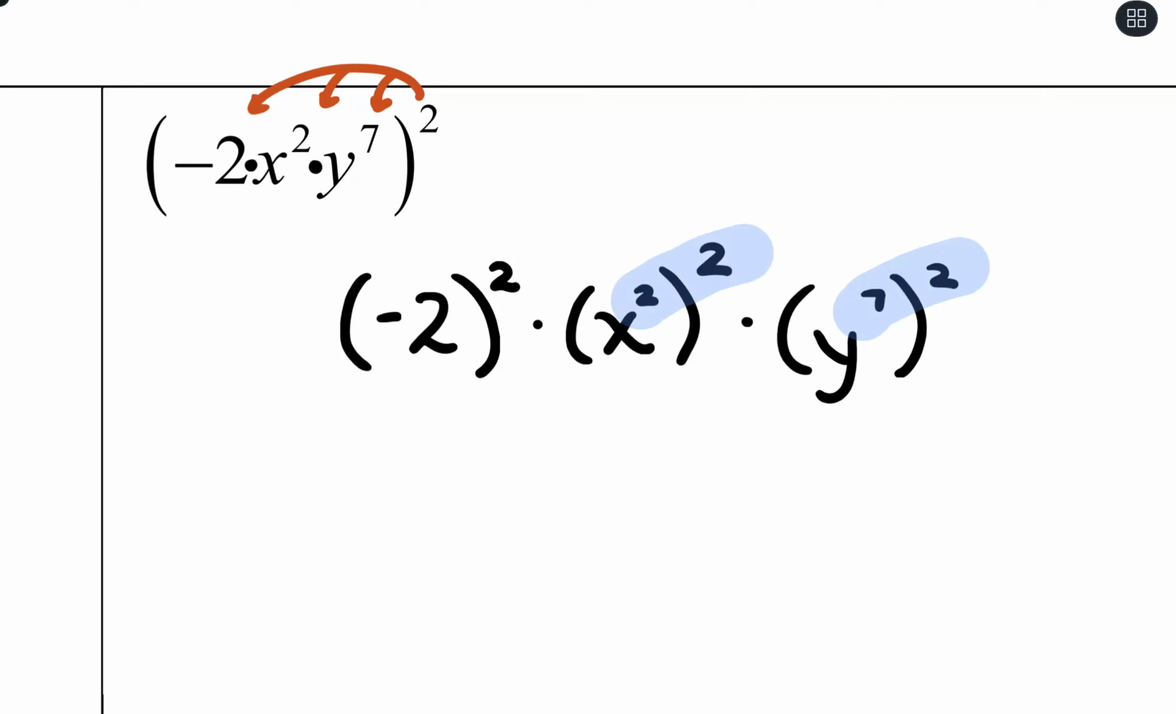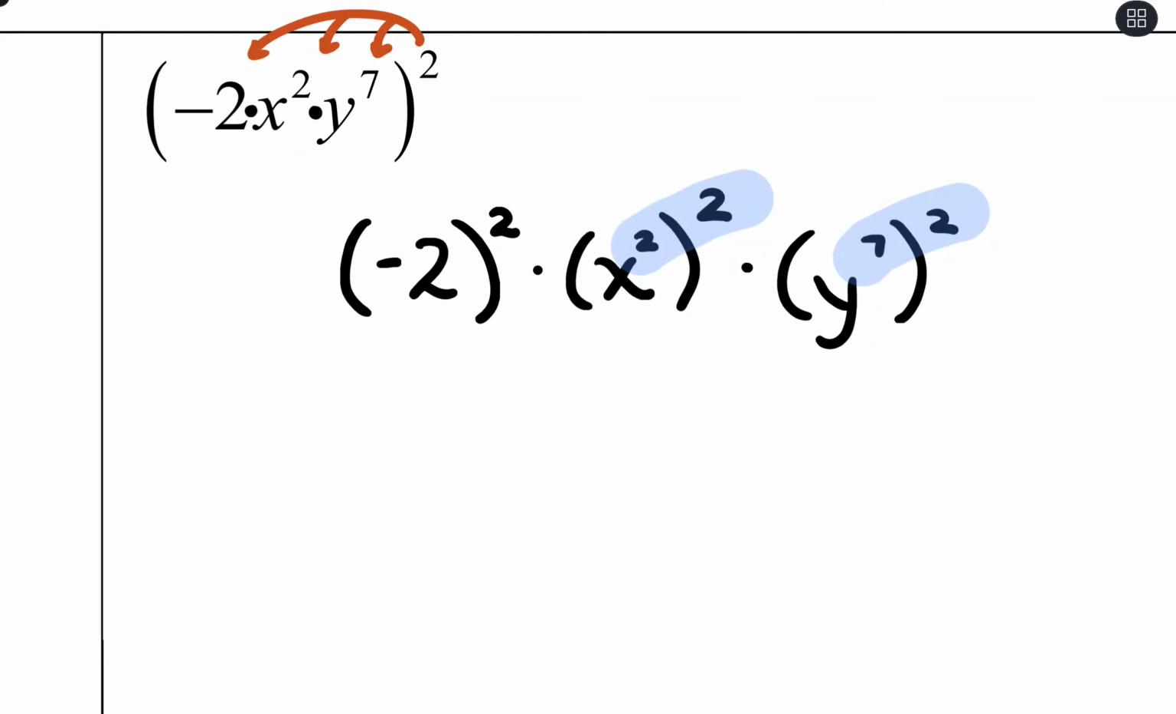So we have some power to a power. -2 quantity squared, so -2 times -2 is a +4. And then x to the, and we multiply, 2 times 2, which is 4. And y to the 7 times 2, which is 14.